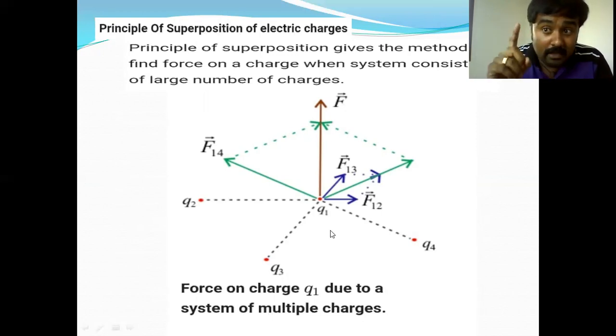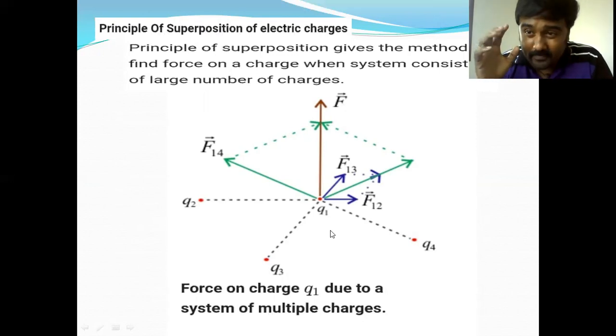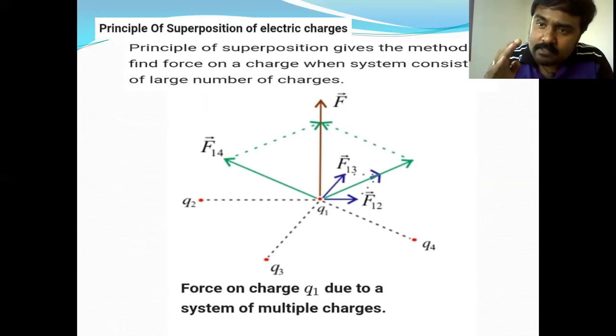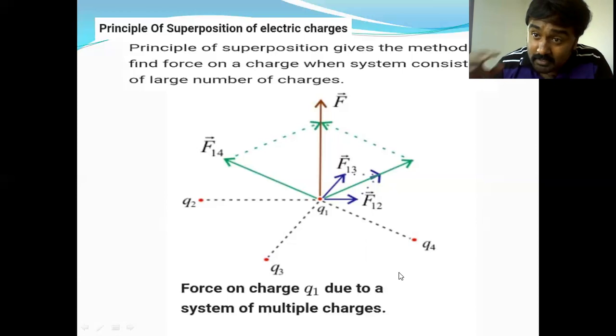But while calculating one force, we just ignore the presence of other point charges. Suppose we are calculating the force acting on plus Q1 due to plus Q2. We just ignore plus Q3, plus Q4, and so on. We just consider only the 2 point charges. We just ignore the presence of other point charges.